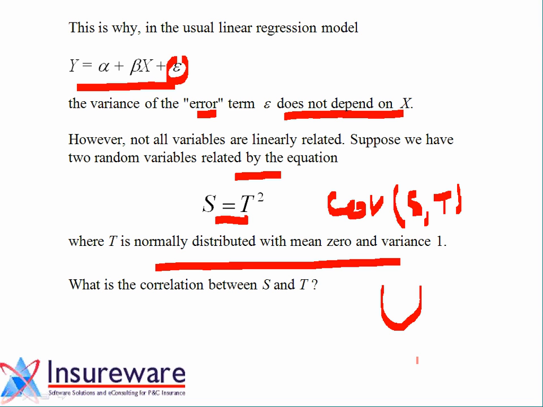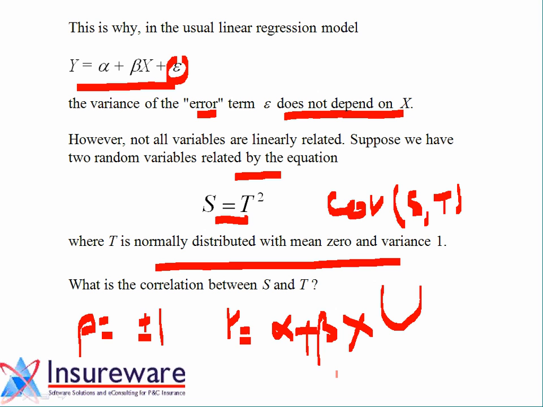In fact, if you've got two random variables, the correlation equals 1 or minus 1 if and only if you can write y equals alpha plus beta x. There's no error term. In other words, one is a linear function of the other. It's the only time correlation can be plus 1 or minus 1, provided the random variables have got second order moments.